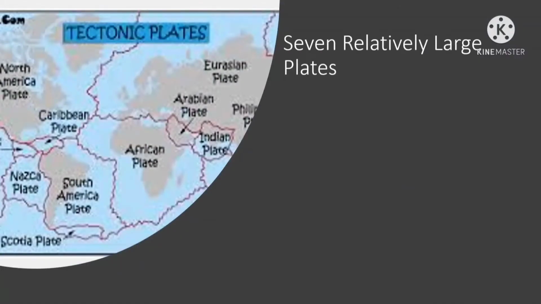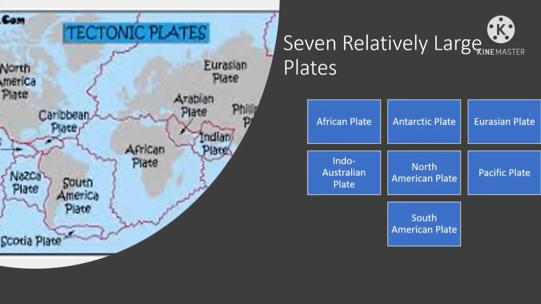Did you know that there are 7 relatively large plates? And these are the African plate, Antarctic plate, Eurasian plate, Indo-Australian plate, North American plate, Pacific plate, and South American plate. And there are also relatively small plates, which include the Philippine plate.